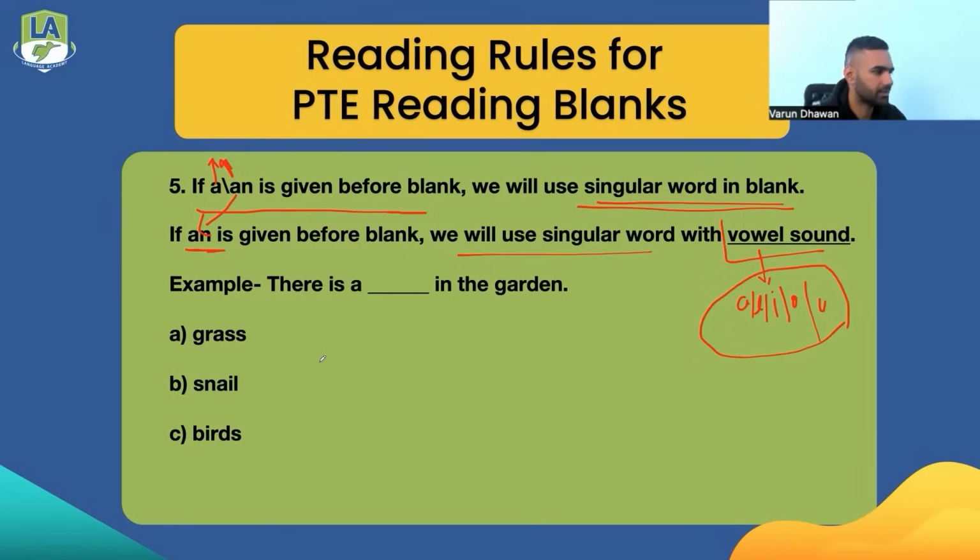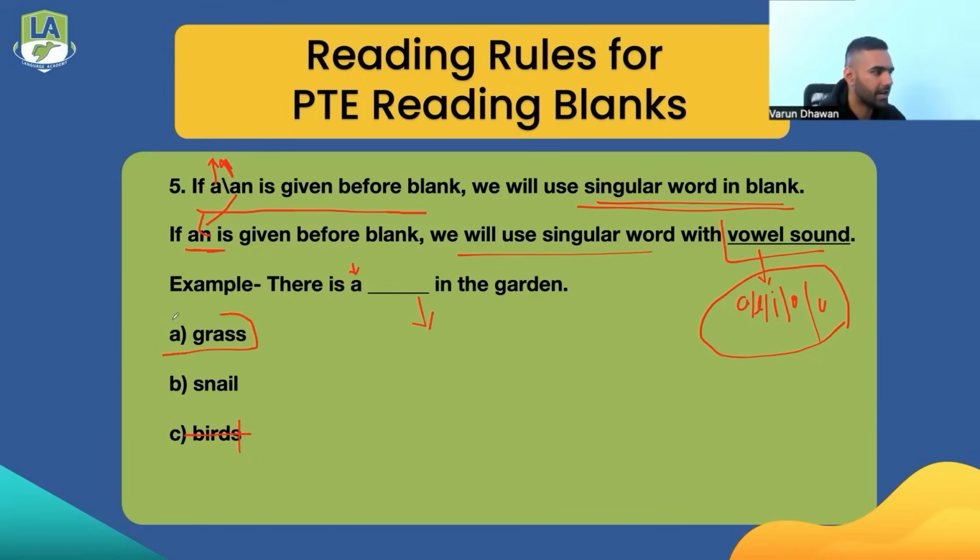Now let's have a look at an example. There is a dash in the garden. Now we know this a over here. We will have a singular word. Singular words don't end with s. So this is out of the league. And it should be countable as well. There is a snail in the garden or there is a grass in the garden.